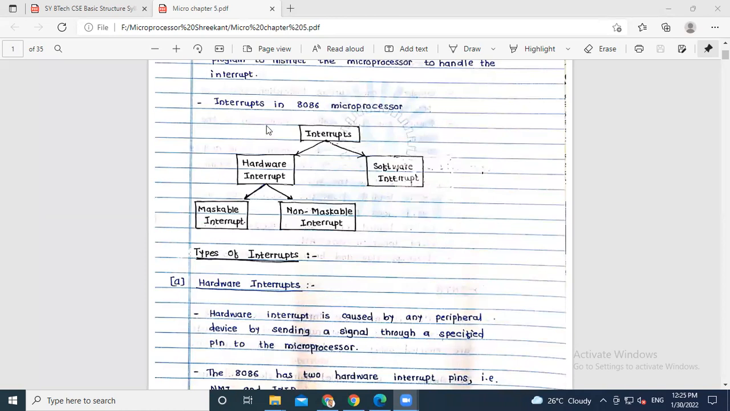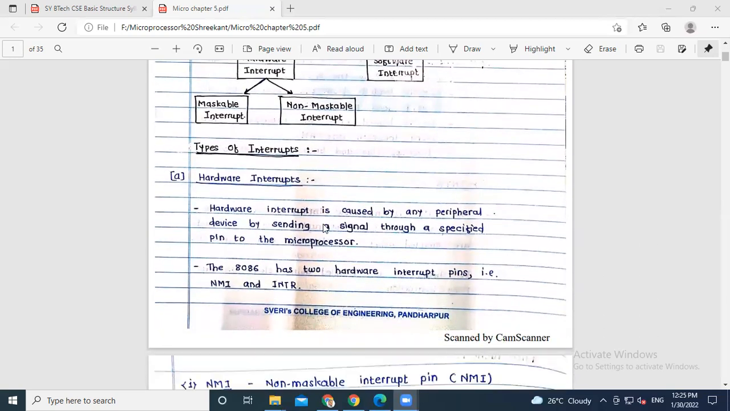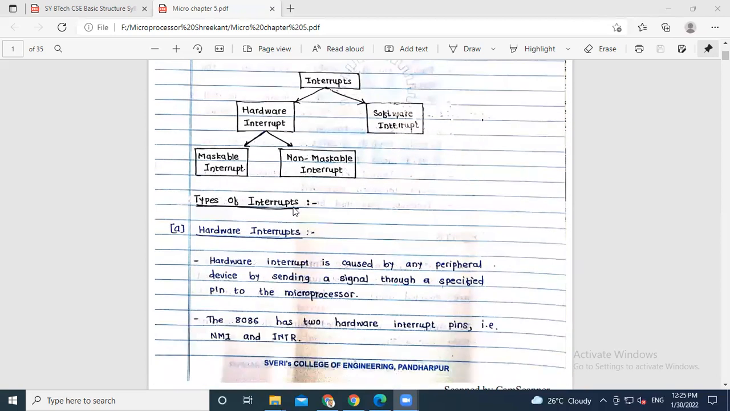Later, but as per the syllabus, hardware interrupts are there. So maskable hardware interrupts and non-maskable hardware interrupts. These two are the types and the definitions. Now we will look into that. The first one, hardware interrupts.